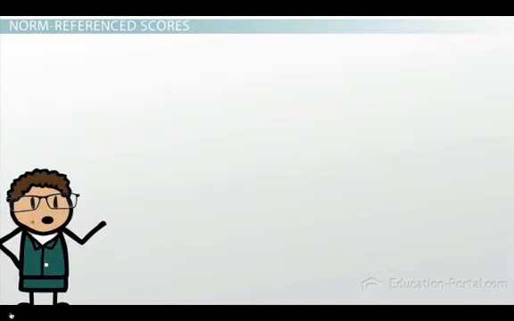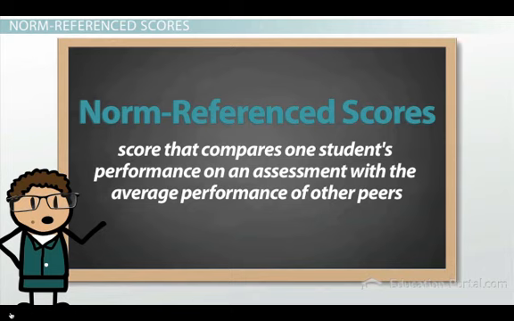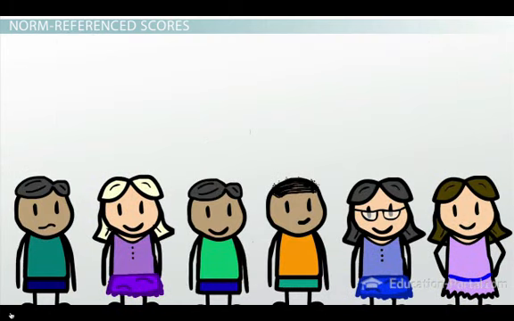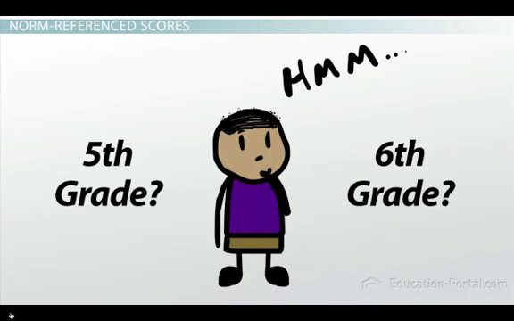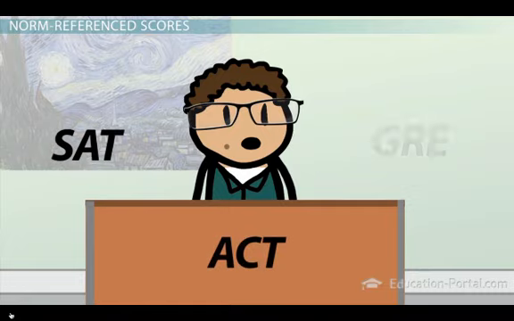Now let's discuss the type of score that compares one student's performance on an assessment with the average performance of other peers. This is referred to as norm referenced scores. Norm referenced scores are useful when educators want to make comparisons across large numbers of students or when making decisions on student placement in K-12 schools or college and grade advancement. Some familiar examples of norm referenced assessments are the SAT, ACT, and GRE.